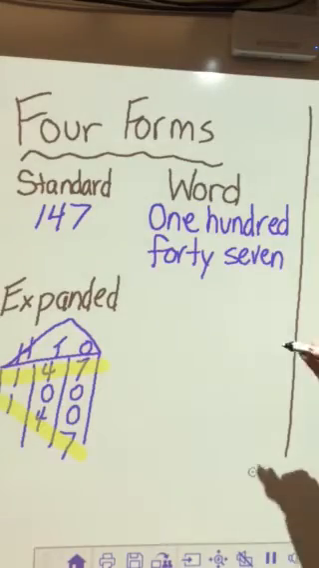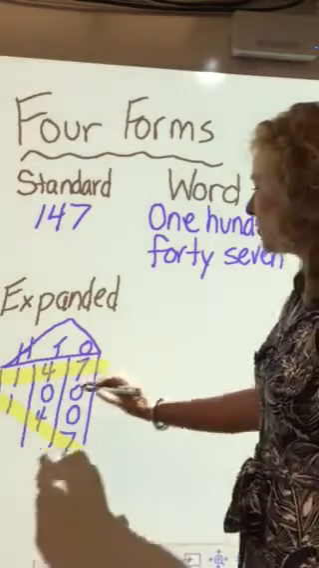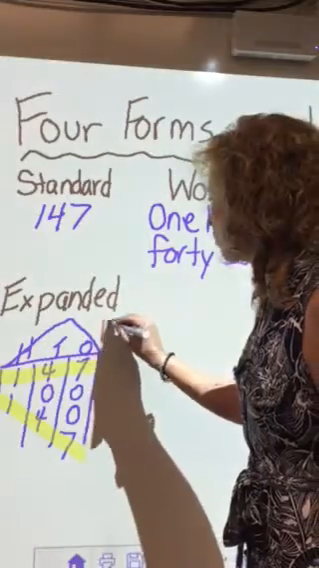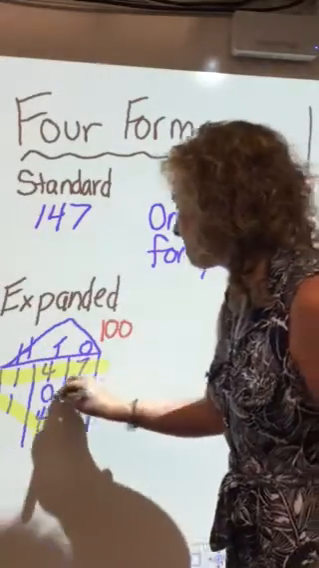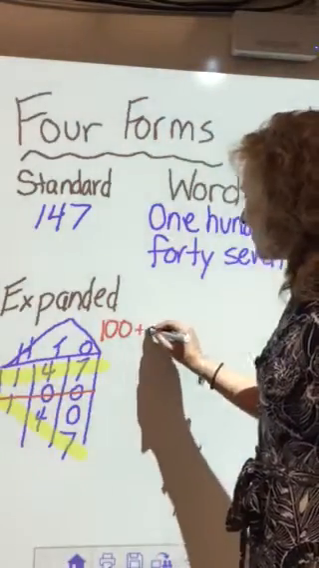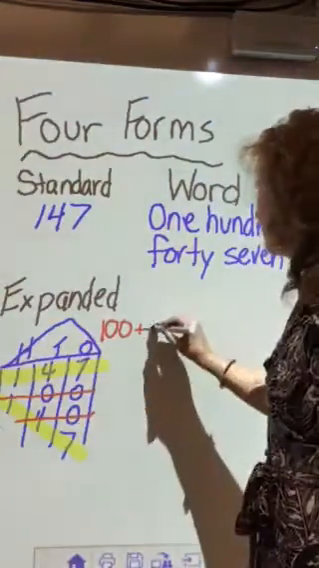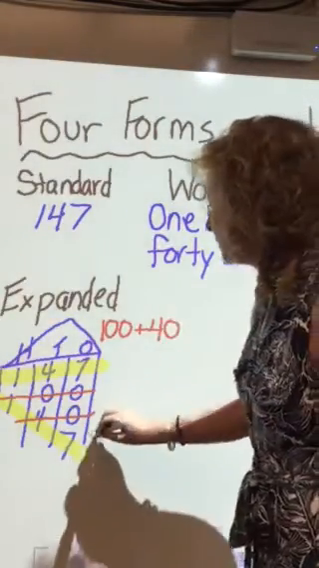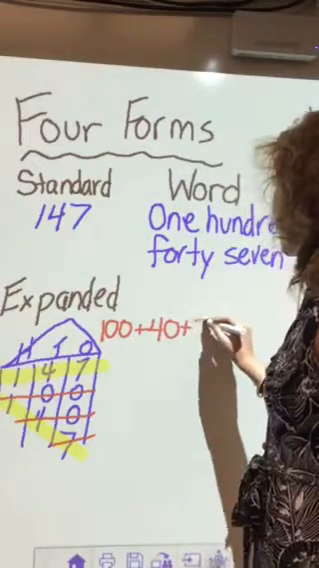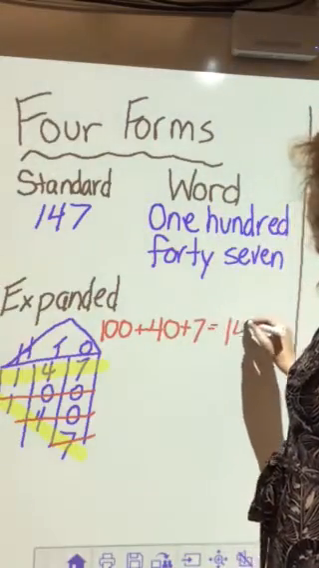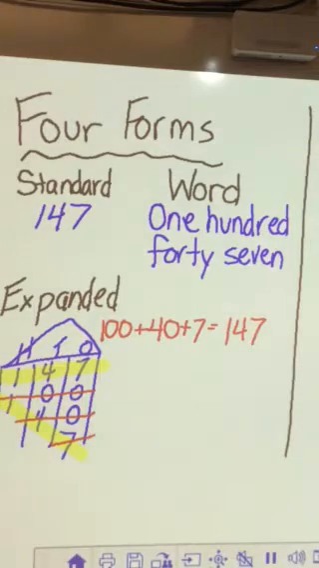I'm going to use red so this really shows. So now I'm going to take these numbers, 100, 40, and 7, and add them because I'm expanding this number. And then I always like to finish it by writing what it equals.